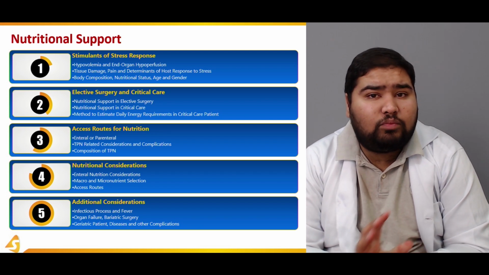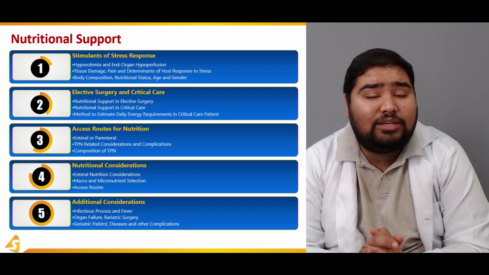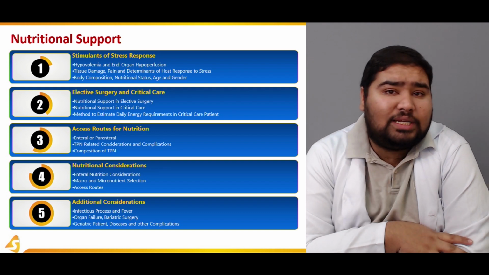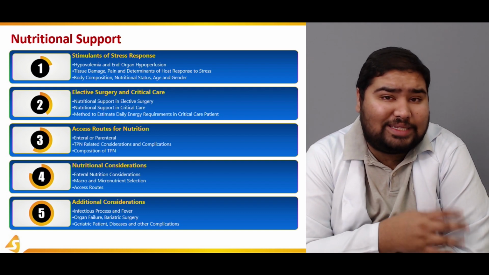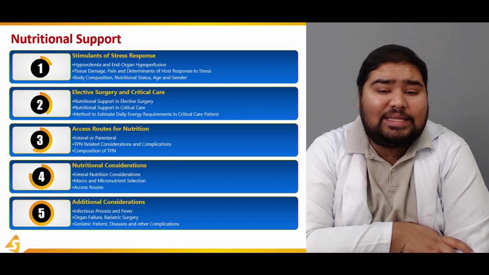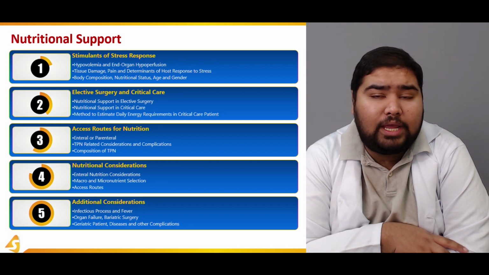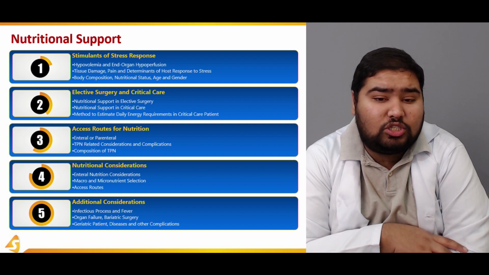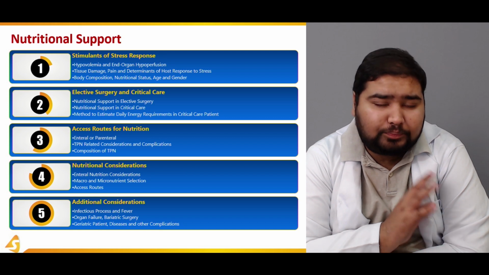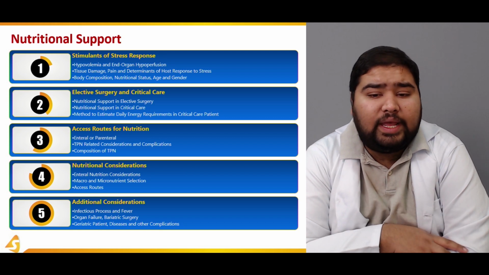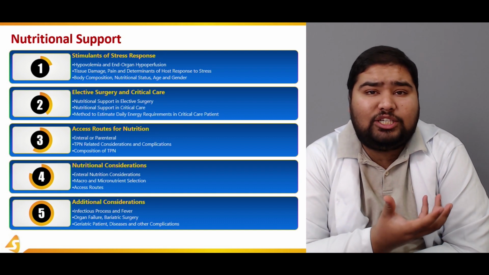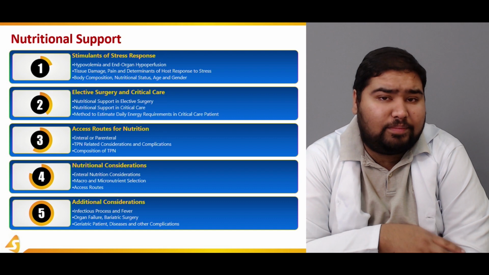In the fourth section, we'll be talking about the nutritional considerations of a patient. We'll talk about the enteral nutritional considerations. We'll see what these are. Then we'll see the macro and the micronutrient selection. We'll see what is important and what's not, and then finally we'll talk about various access routes other than the normal. In the final section, we'll talk about additional considerations while giving nutrition to the patient.